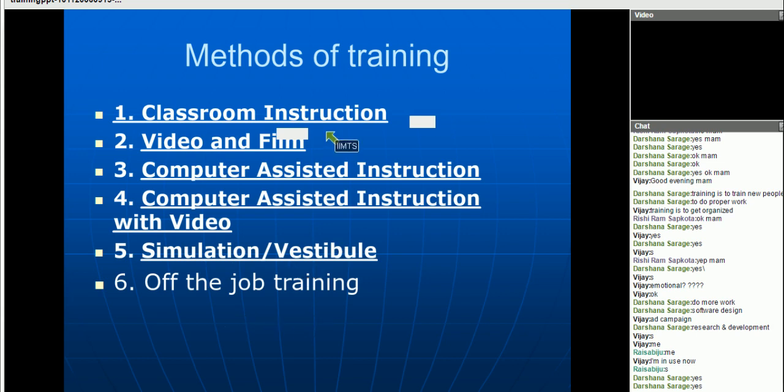Now classroom instruction. A live example is the class that is going on right now. This is classroom instruction. It's with the help of internet and computer. We are studying, so this is that type. Then video and film, this all. You all understand this one? Fifth one, simulation and vestibular. Anybody?